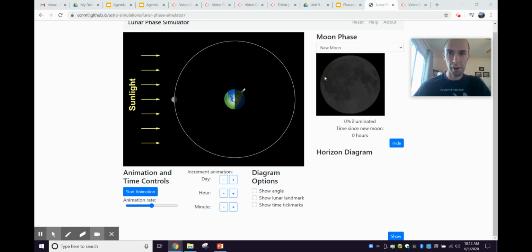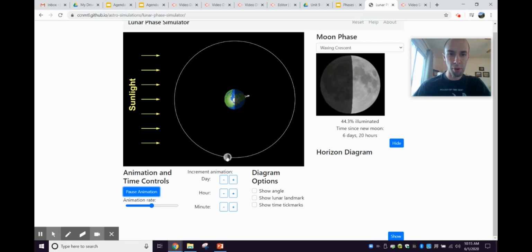So what I'm going to do is I want you to look at the phase, and I want you to look at the position of the moon going around the Earth, and then we'll break this down in a second. So I'm going to start this animation. Look at how the moon is going around the Earth. Obviously, the Earth spins every day. As the moon goes around the Earth, you can see it's getting brighter and brighter. We call that the waxing crescent.